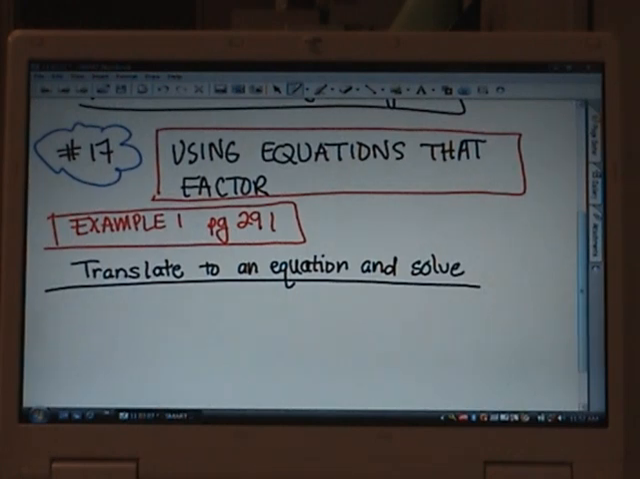So let's look at the example, page 291, example number 1. Let's copy the problem. We're not going to be doing a lot of these, but we are going to be copying the problem.